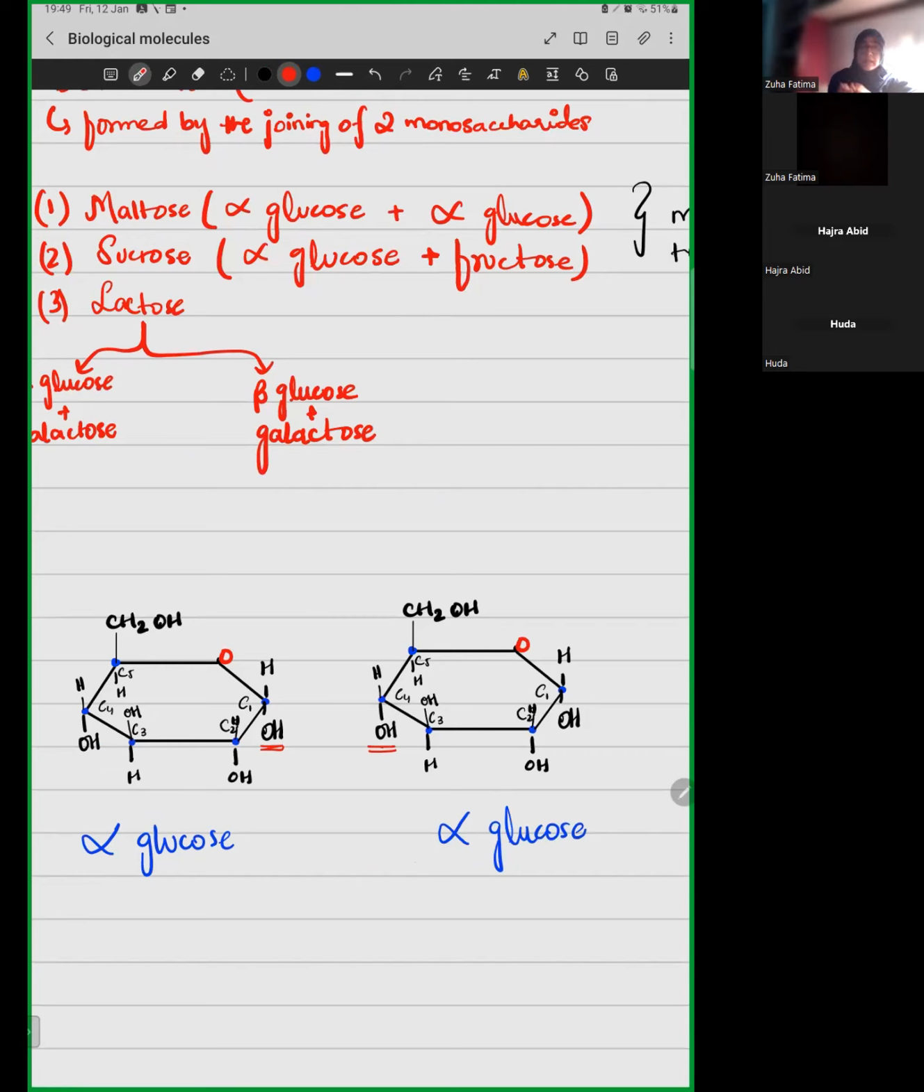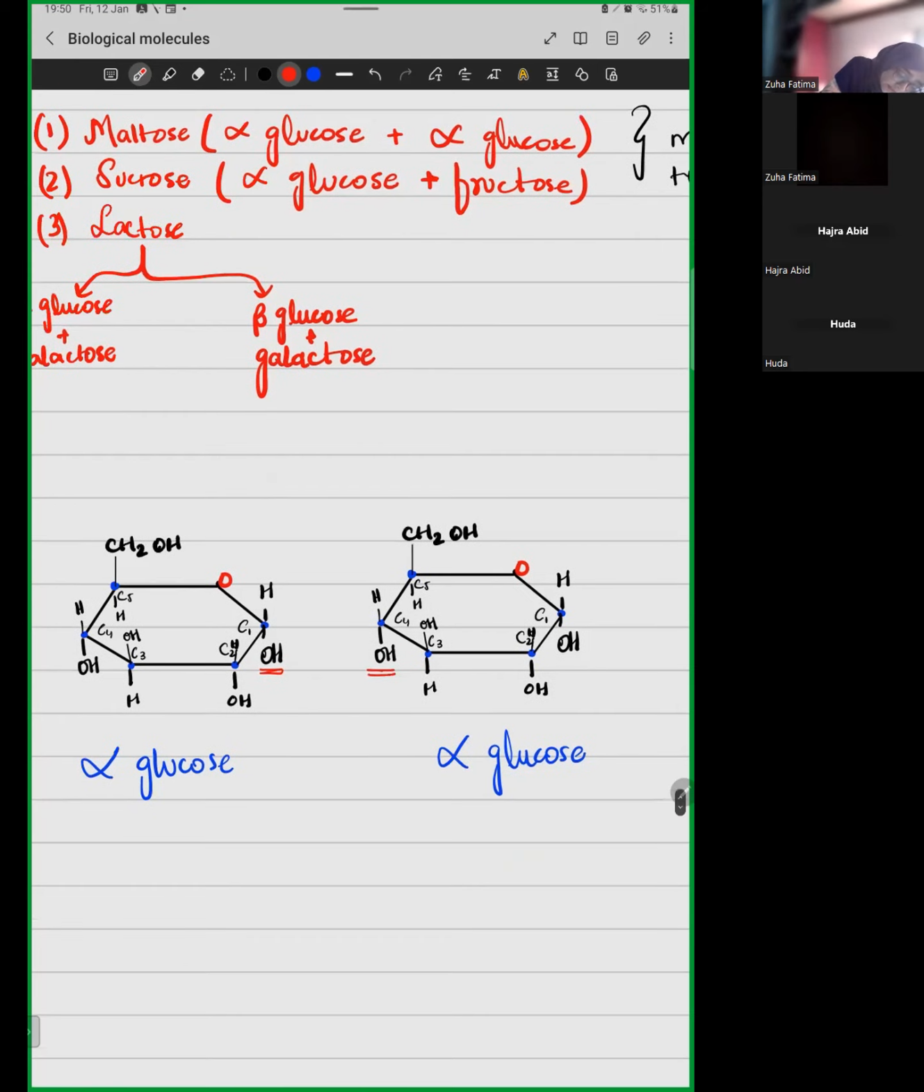And it happens something like this. As I mentioned, whenever two units join together to form a larger unit and a small molecule of water is lost, that type of reaction is a condensation reaction. Whenever we have an anabolic reaction, where two small molecules are joining together to form a larger molecule, that type of reaction is called a condensation reaction.